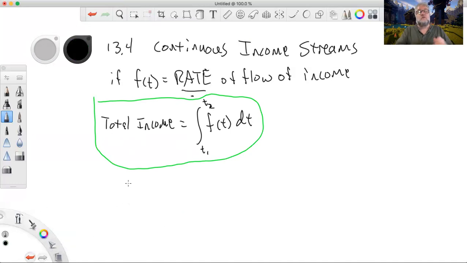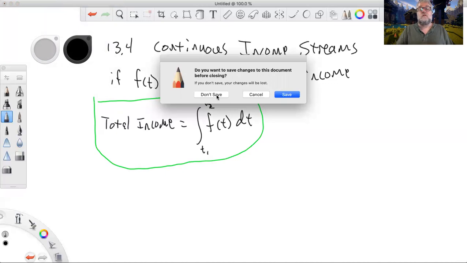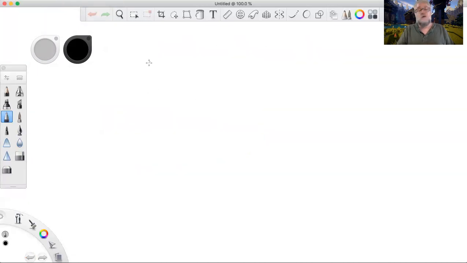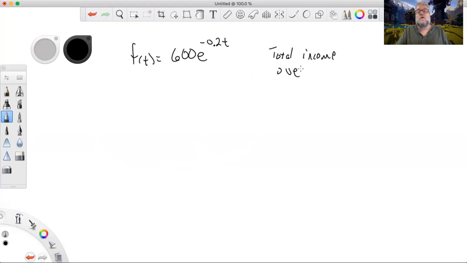Okay, so for example, let's get a new page. If a rate of income is 600 e to the minus 0.2 t. Okay? This is how much rate is coming in per day. This is how much money is coming in per day. And what we want to know is what's the total income over 10 years.